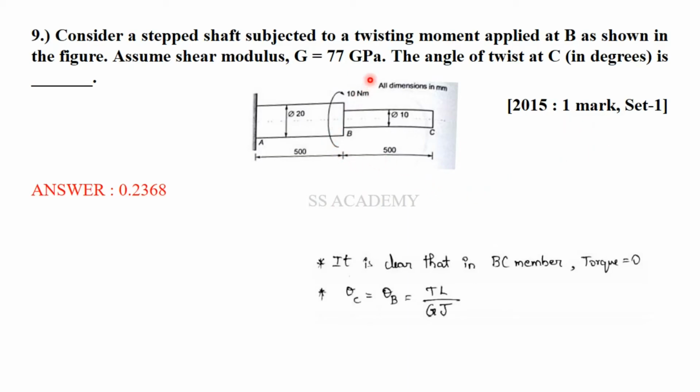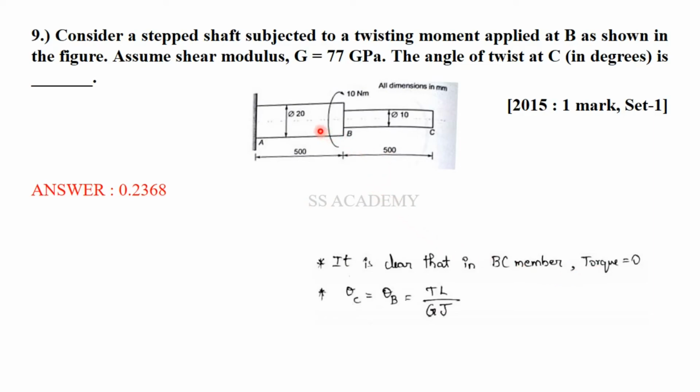Here you can see that the loading is at the midpoint. So it is clear that the torque is not acting in this section. It is actually acting in this section. Since there is a restriction, there will be torque in this section. But here there is no restriction, so this torque will not be acting here, and the torque will be 0. So it is clear that in member BC, torque is 0.